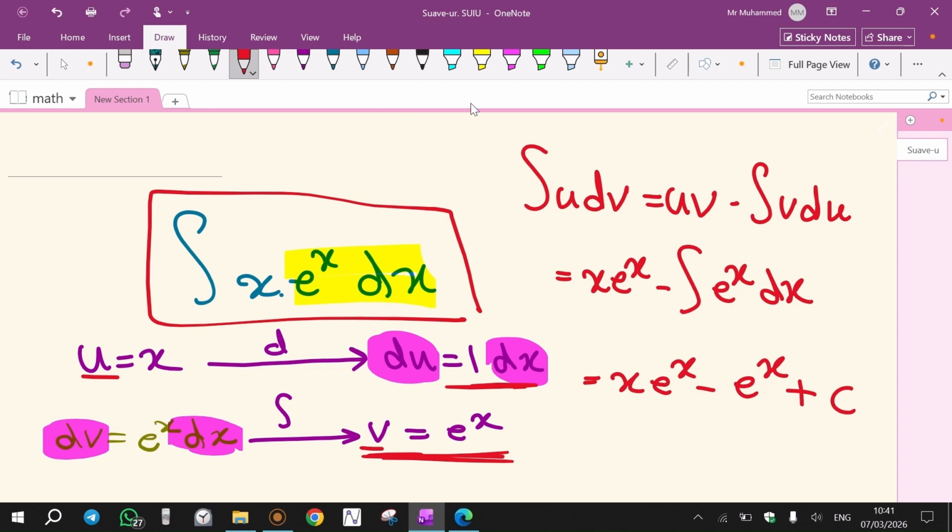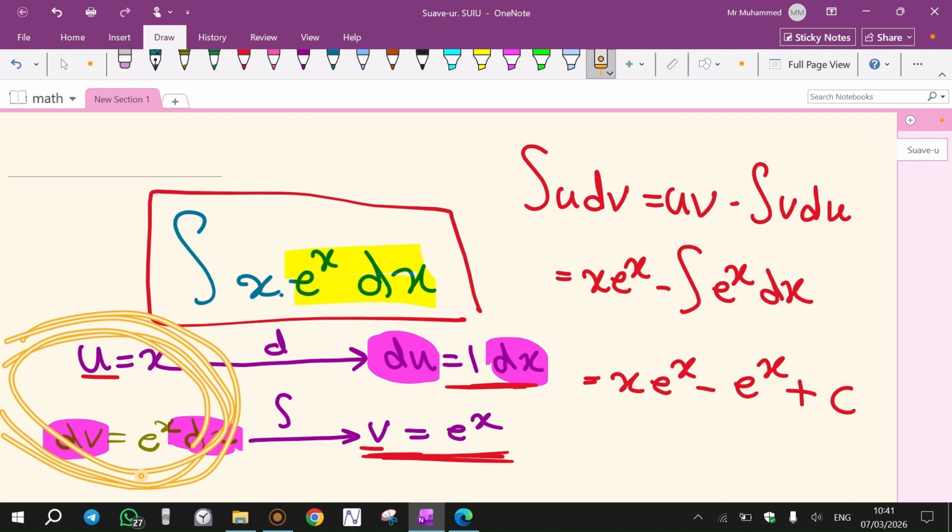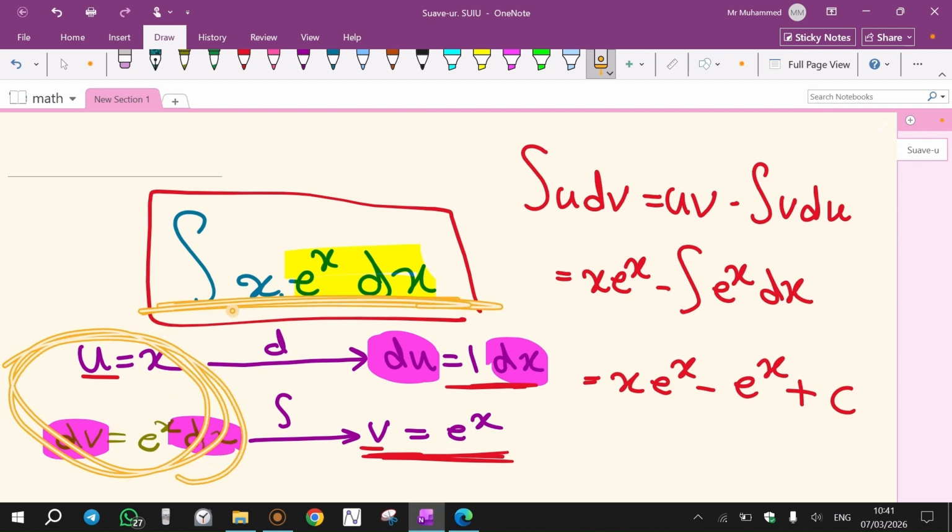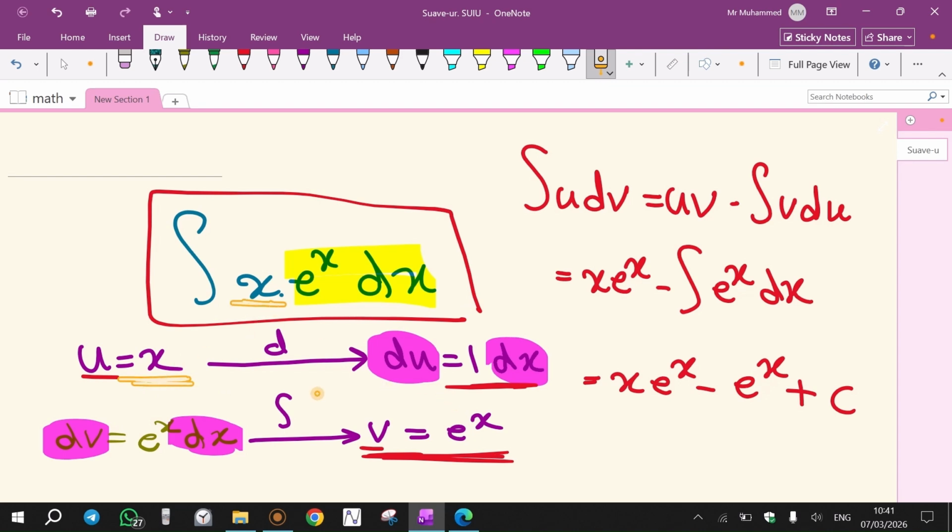And one more note, when we set u dv, u and dv should cover this integral entirely. Look, x is covered by u, and e^x dx is entirely covered by dv. So u and dv should cover the given integral entirely. Then we can solve it. Now this is the answer.